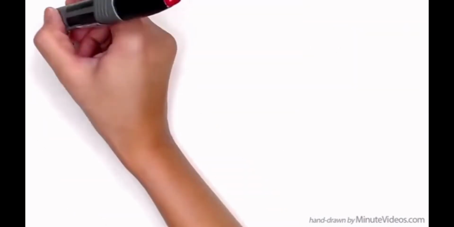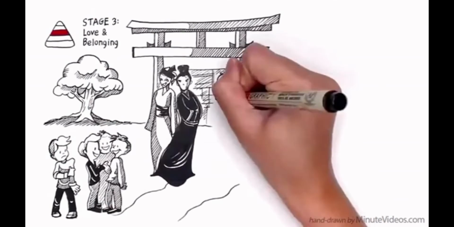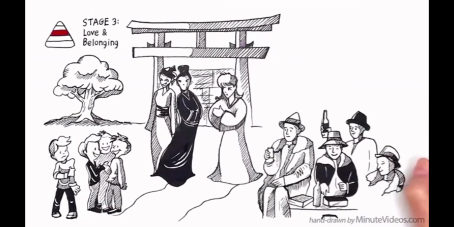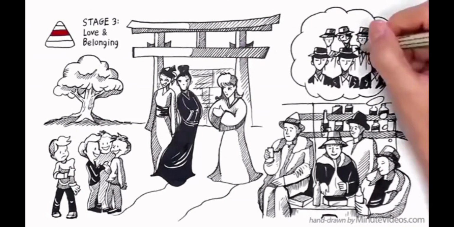At stage 3, we seek love and belonging. We desire to be close to family and friends, belong to a society, or join a gang. But the moment we feel completely part of a group, we already wish to be a little different than the rest.